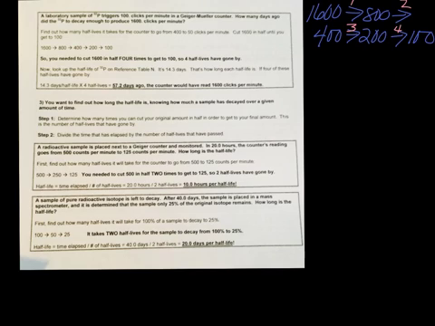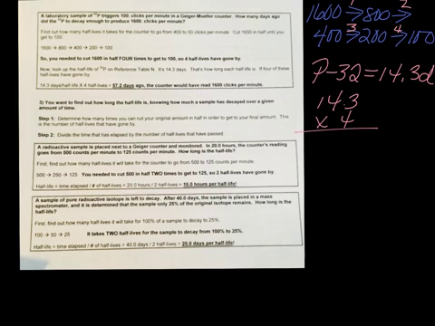So I need to know the half-life of P-32, which is 14.3 days. So we looked this up before, right? P-32 equals 14.3 days. And it underwent 4 half-lives. So 14.3 times 4. So I get a total of 57.2 days.